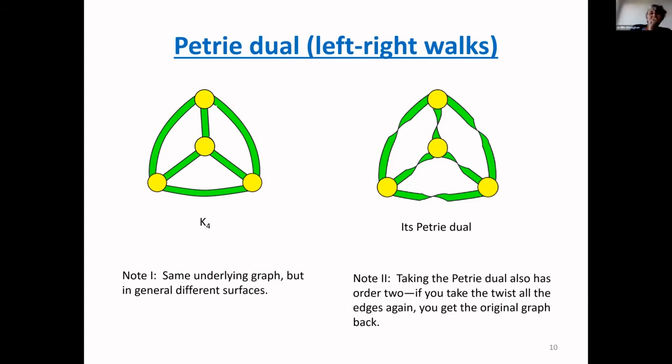The other operation we're going to talk about are Petrie duals, or these are sometimes referred to as left-right walks. In terms of ribbon graphs, the easiest way to think about it is that you just take each of the ribbons, detach it at one end, give it a half twist, and stick it back on. It's equivalent to taking a graph and replacing the faces in it by left-right walks in the graph. So if you've seen it in that context, it's exactly the same thing.